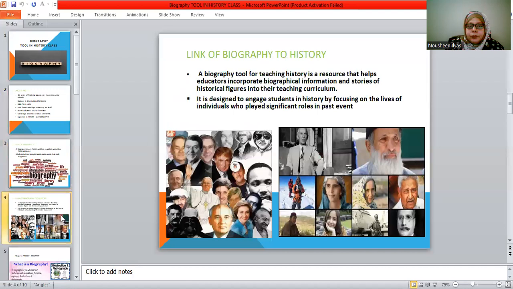Now, how can we link biography to history? A biography tool for teaching history is a resource that helps educators incorporate biographical information and stories of historical figures into their teaching curriculum. It's a resource that helps educators incorporate biographical information to update their students.